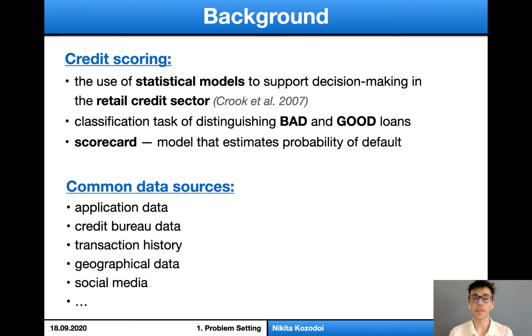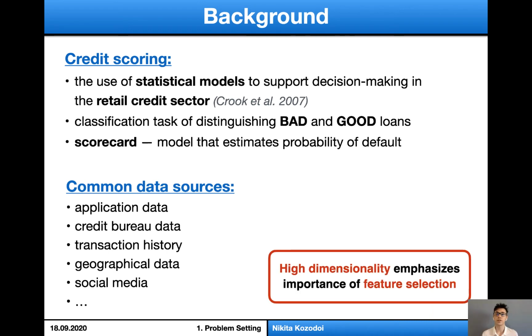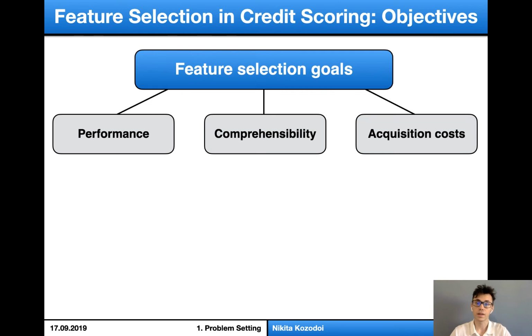There are many other sources not listed on the slide, like data from telecommunication providers or data from smartphone usage. The volume of data and the number of potential data sources emphasize the importance of feature selection in credit scoring. It becomes very important to distinguish noisy and redundant information from the information that contains signal on the credit reliability of a customer. Traditionally, feature selection is considered as a single objective task with the goal of improving performance of the scoring model. However, in credit scoring, there are multiple goals that could be considered as objectives within feature selection.